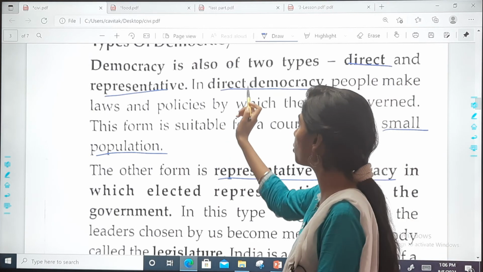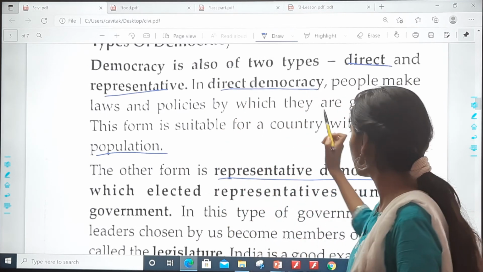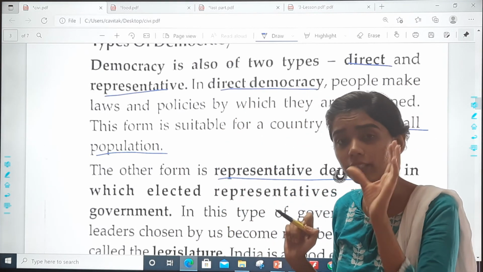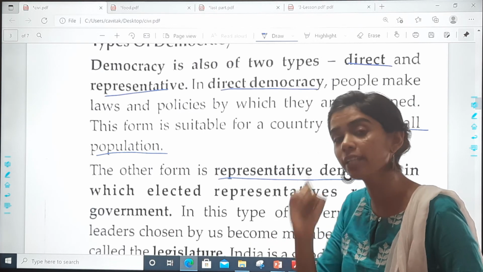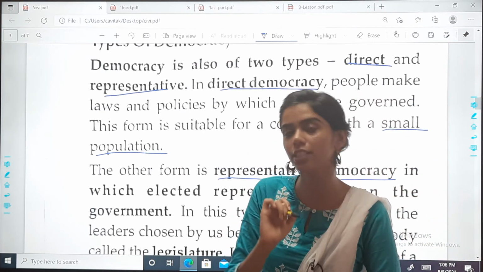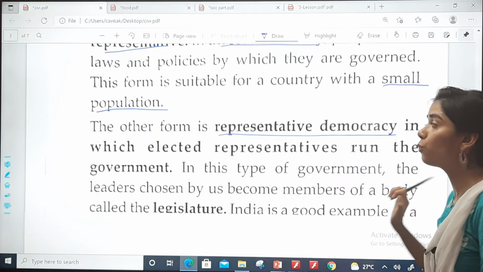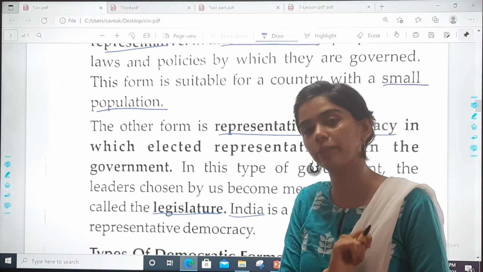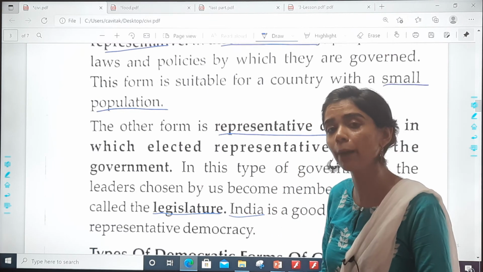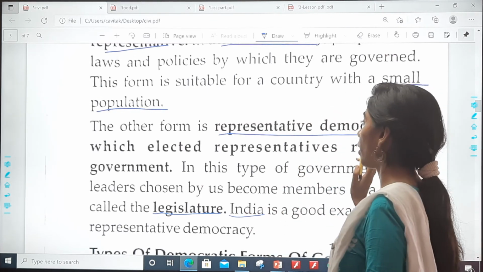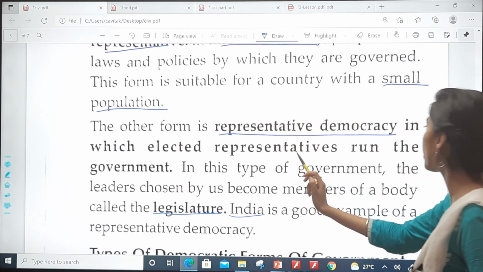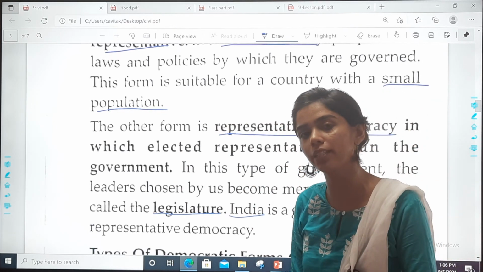Okay, if you want, see, you can remember these points. You can just underline the head points, that is the main ones, and write in notes. Okay, points wise आप लिख सकते हैं. Then the other form is representative democracy. Now in this type, what happens? In which elected representatives run the government.